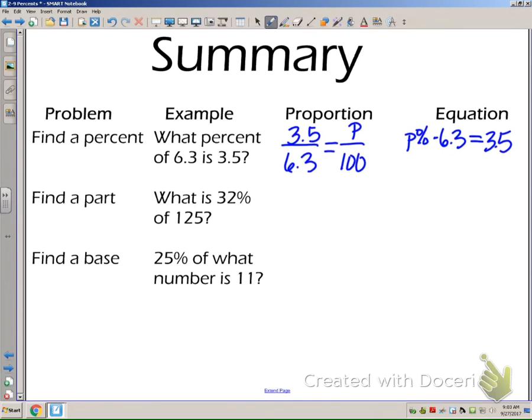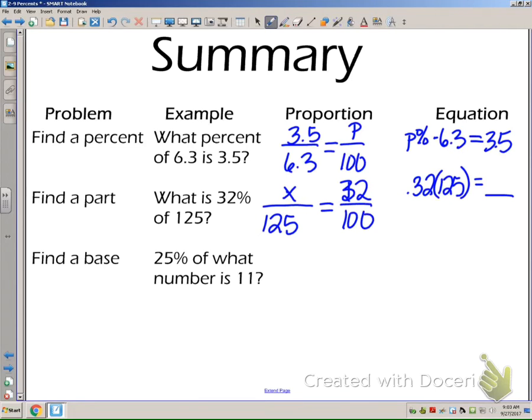Finding a part: what is 32% of 125? We've got our percent, 0.32, of 125 is what amount? And if I'm doing the is over of, the is what I don't know, of 125 equals the percent, which we said was 32%, so 32 over 100. Cross multiply and divide and solve.